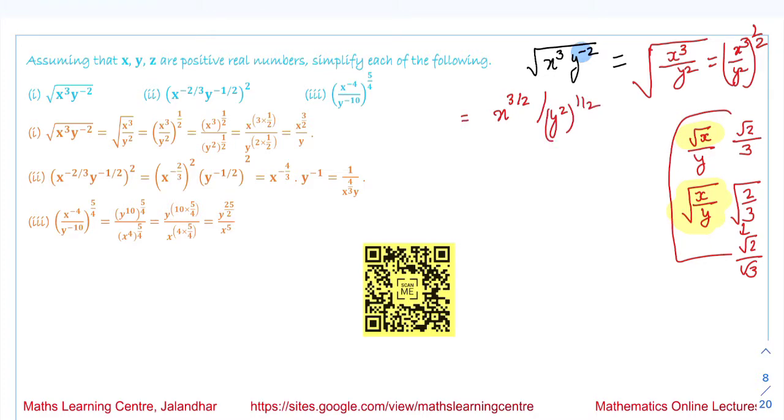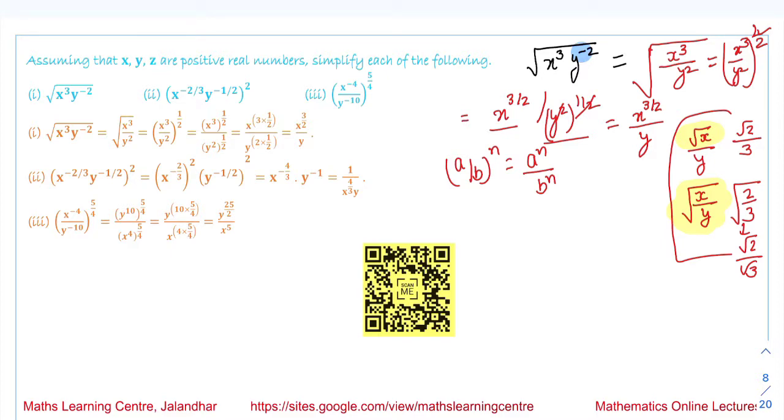What we have used over here is that (a by b) raised to the power n is equal to a raised to the power n over b raised to the power n, where the power was 1 by 2. We have separated the power on both these numbers. Over here 2 gets cancelled and the answer we get is x raised to the power 3 by 2 over y.